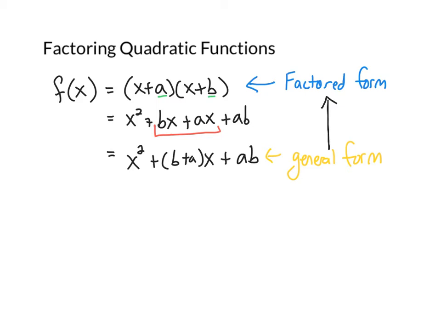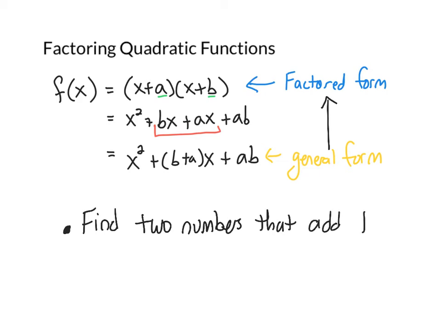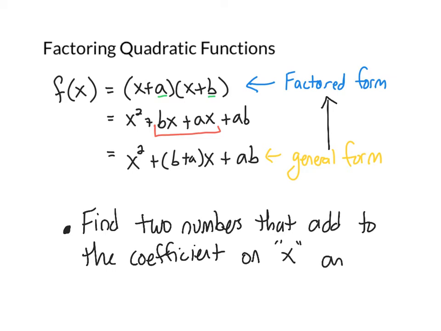Our process is going to be defined by the last observation we just made: find two numbers that add to the coefficient on x, our middle term, and multiply to the constant term.